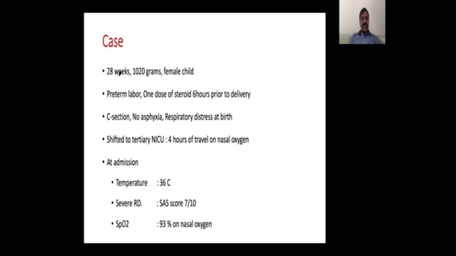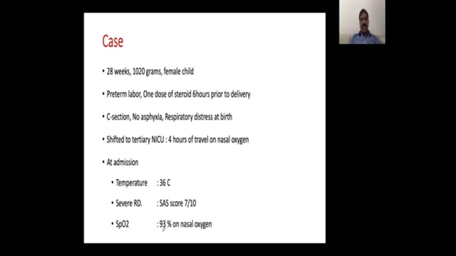Since he is a preterm, almost extremely low birth weight, and started having respiratory distress at birth, he was planned to shift to a NICU, tertiary care. For shifting, he was shifted on nasal oxygen after 4 hours of travel of 100 kilometers from a district. At admission, the baby had a temperature of 36. Baby had severe respiratory distress, and Silverman-Anderson score was 7/10. SpO2 on nasal oxygen was 93%.